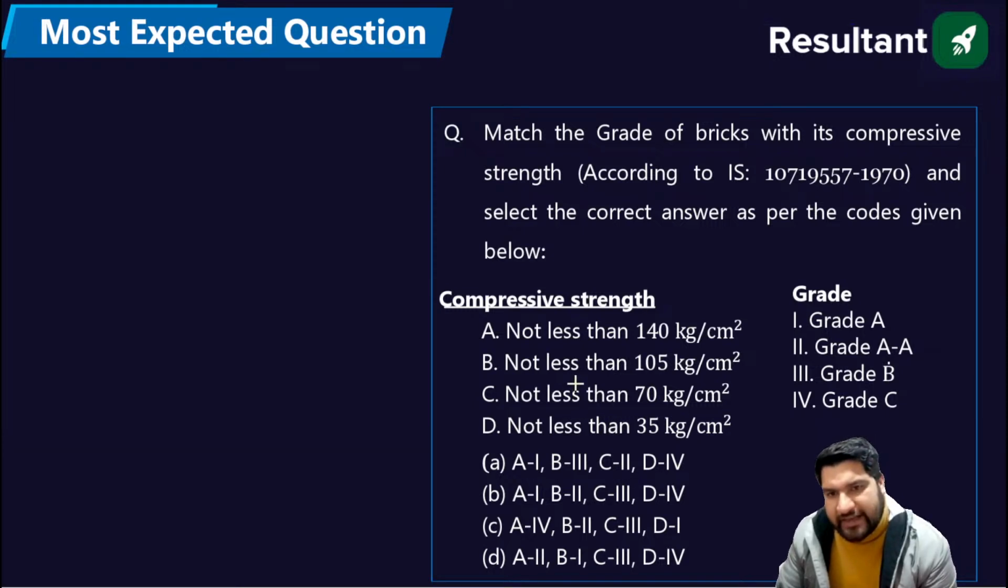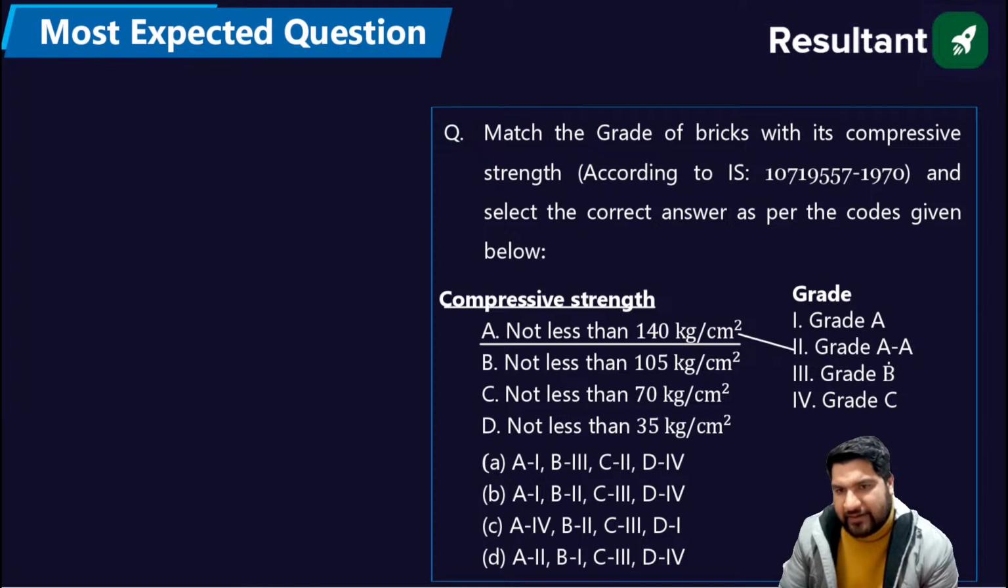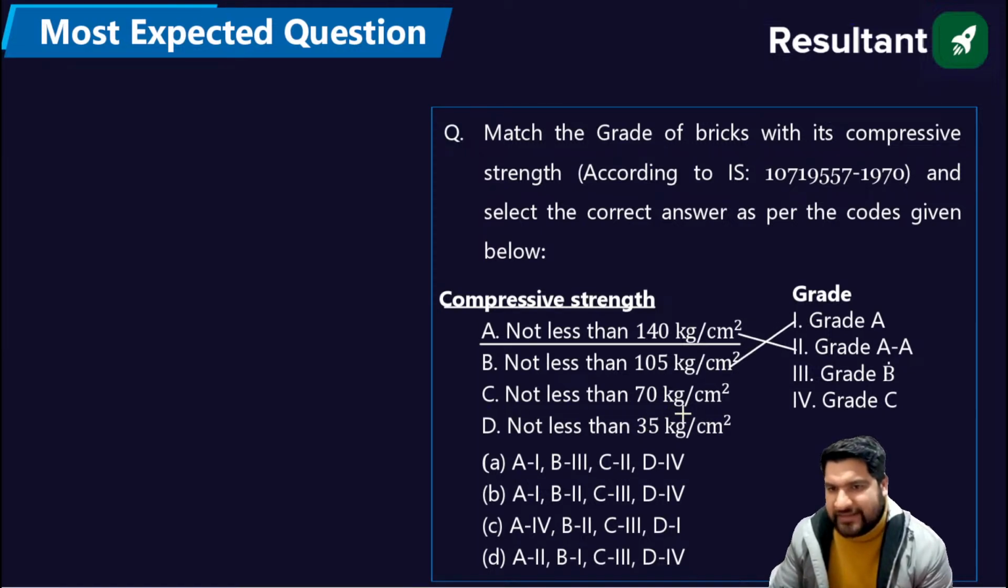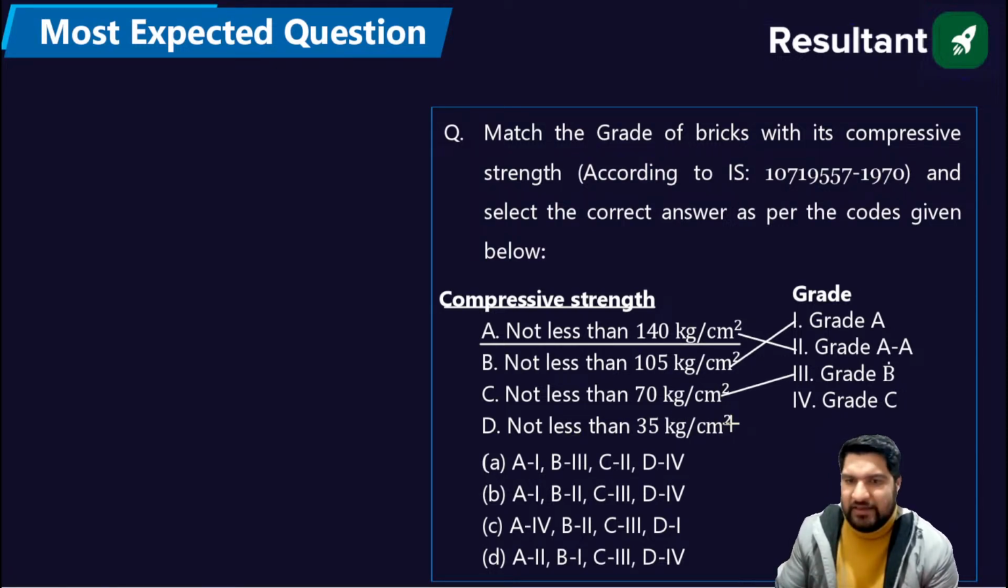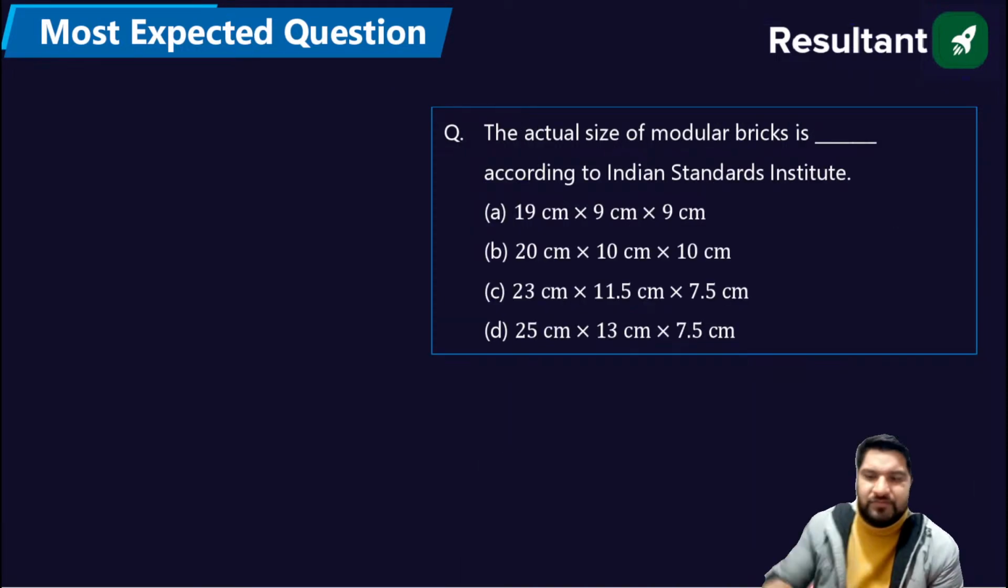If I talk of the compressive strength, not less than 140 kg per centimeter squared, so what could be the answer? It is the grade AA brick. Absolutely fine. Now, when the compressive strength is not less than 150, it could be grade 1 brick. Okay. And when the compressive strength is not less than 70, it will be grade B brick. When the compressive strength is not less than 35 kg per centimeter squared, it is the grade 4th brick. So the right answer is what? Right answer is D.